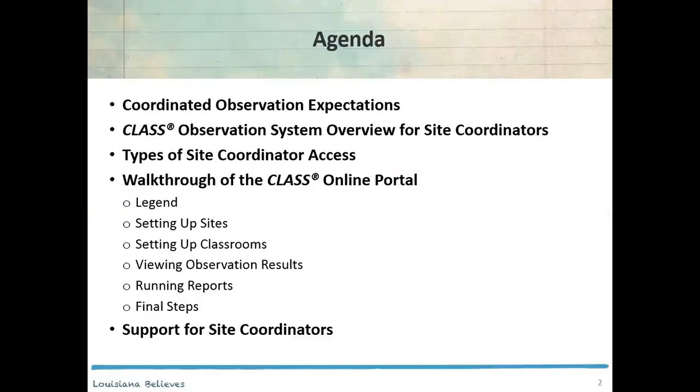Start off with a little overview of what we're going to look at today. We're going to start with looking at coordinated observation expectations. Then we're going to look at the overview of the observation system. There's something unique to site coordinators in that they have a read-only option. So we'll look at the two different types of site coordinator access, then do a brief walkthrough of the functions that you can use on the portal, and then we'll wrap up with some support for site coordinators.